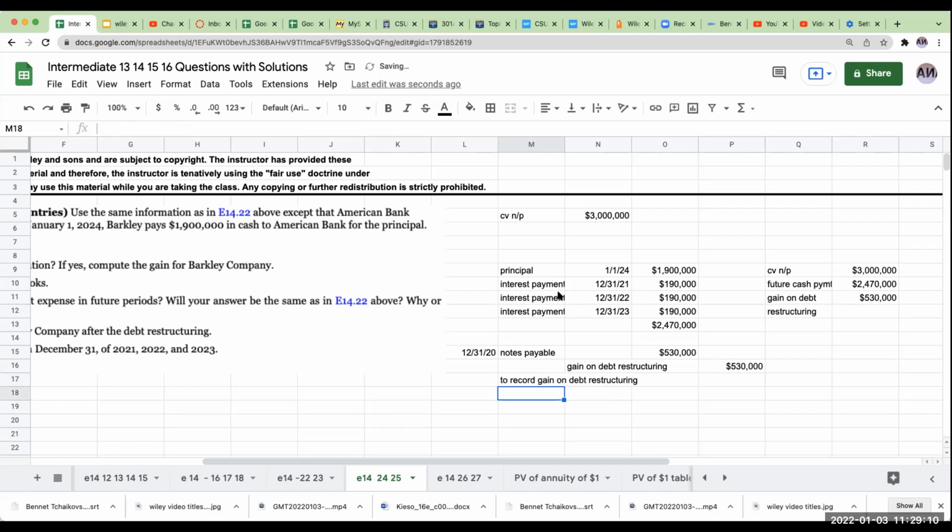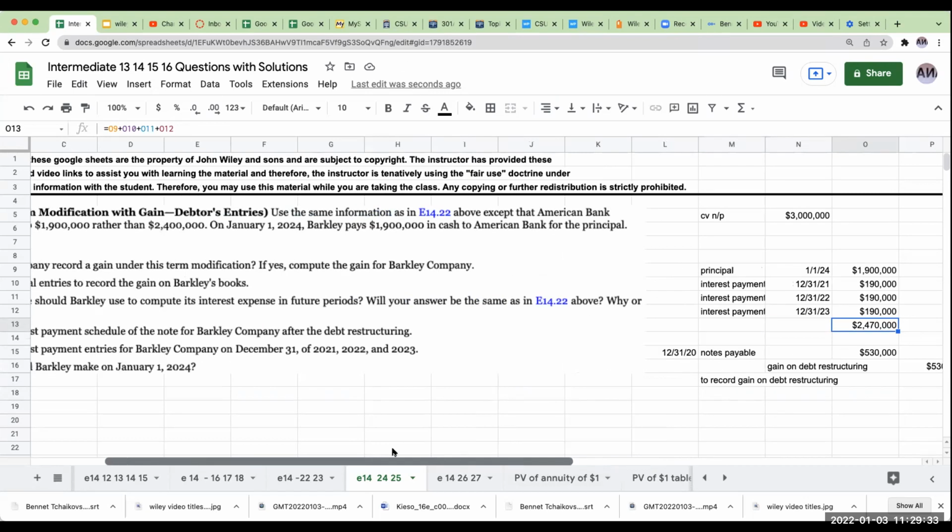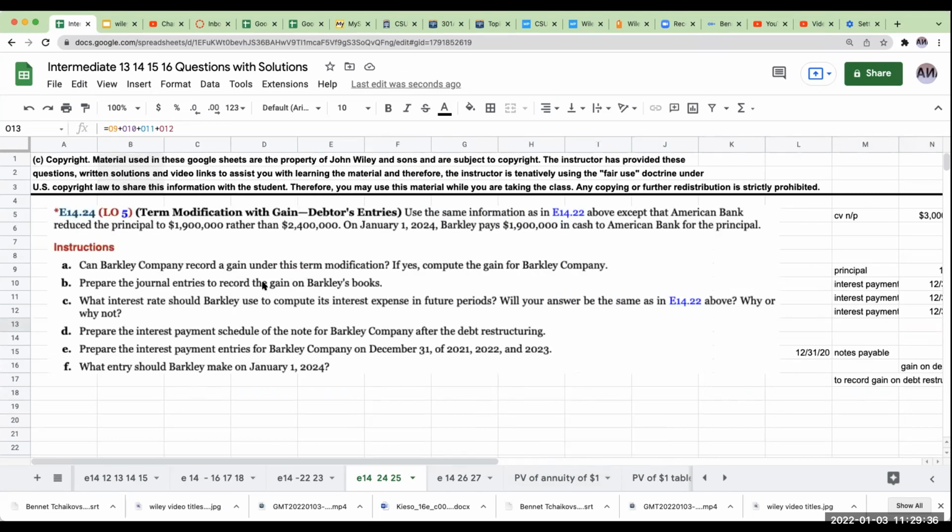Again, this undiscounted cash flow comparison is a very common test, and we did something similar when looking at asset impairments. Is the asset impaired? We compare the future net cash flows to the value of the asset to determine whether we have impairment. This is looking at it the same way. So, prepare the journal entries to record the gain on Barclay's books. We've done that.